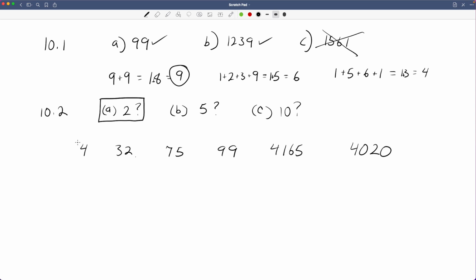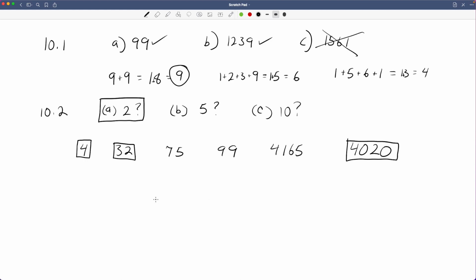So 4 is divisible by 2. 32 is divisible by 2. This is not divisible by 2. This is not divisible by 2. This is not divisible by 2. But this is. So I'm going to put a box around that.